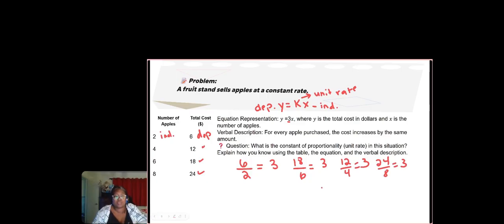That's what we want. Now, from the verbal description, we have: for every apple purchased, the cost increases by the same amount. Well, that's also true, because we can see that for 2 apples it's 6, and for 4 apples it's 12. So it increased by the same amount, and that helps us solve this problem. We have now found the constant of proportionality, or the unit rate, in this situation. We have also explained the table, the equation, and the verbal description, and how all of those go with the unit rate.